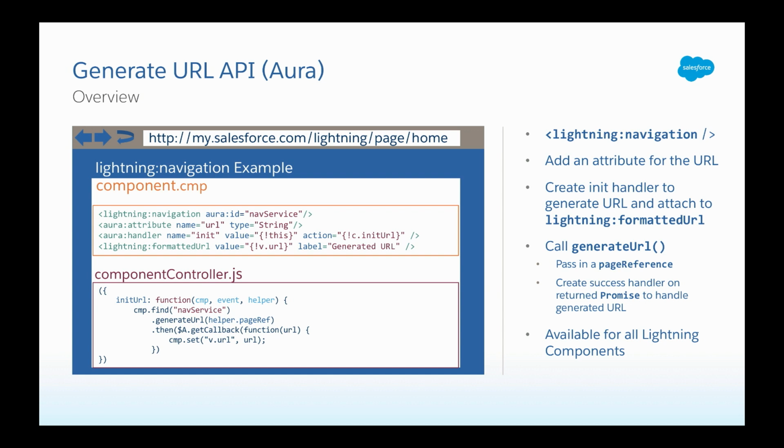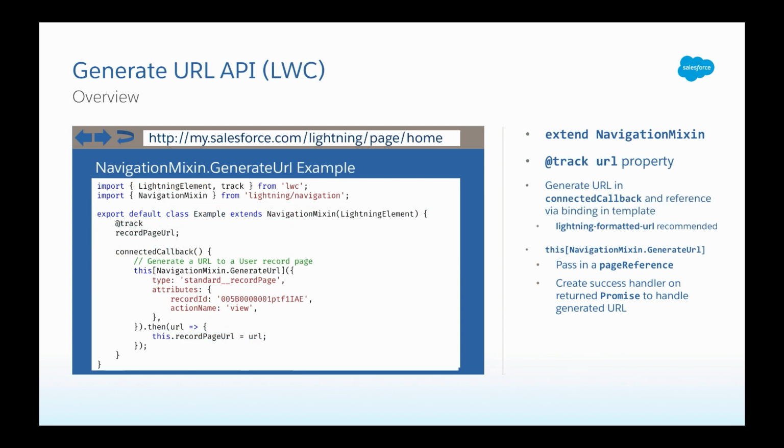In the generate URL call, it actually returns a promise that resolves on that URL. So you want to have your handling there within that promise handler. The navigation mixin is again used in LWC. Pretty similar to the previous use case, you want to add a trackable property, in this case, record page URL, that you'll then assign that URL value to in the promise handler. And then you can reference that trackable property within your template. And again, I would recommend using it with the Lightning formatted URL.